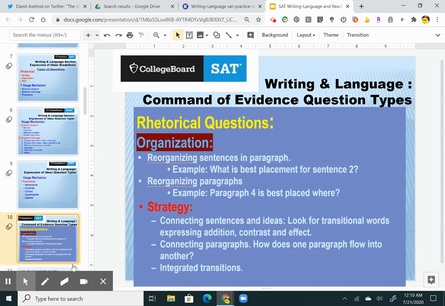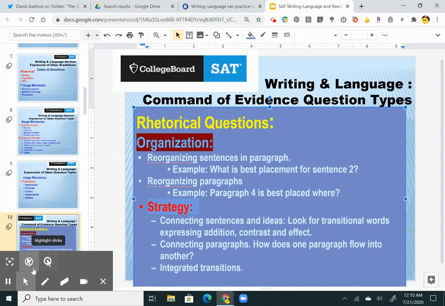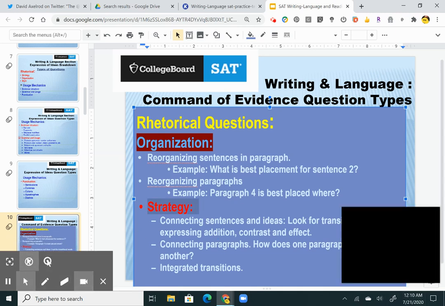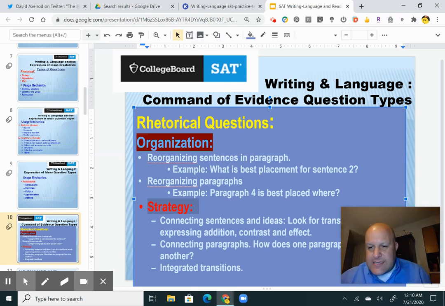And then you've got strategy type questions. Strategy type questions are connecting sentences and ideas. So transition words sometimes are helpful, or connecting paragraphs. How does one paragraph flow into another? This is where you have this idea of integrated transitions, and on the subsequent video, where I go through the practices, I'll show you an example of how that looks.